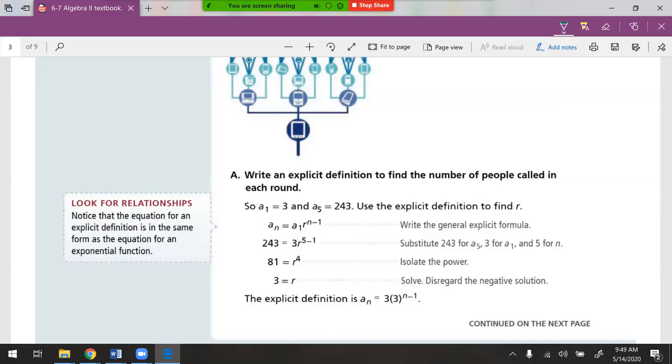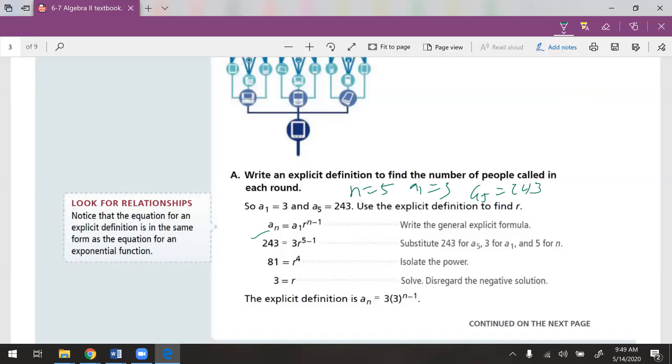We know the first number is 3, though. That we know for a fact. And when n is 5, the answer is 243. So notice what's happening here, okay? We say n equals 5. The first number is 3. And then the answer to the 5th number is 243.